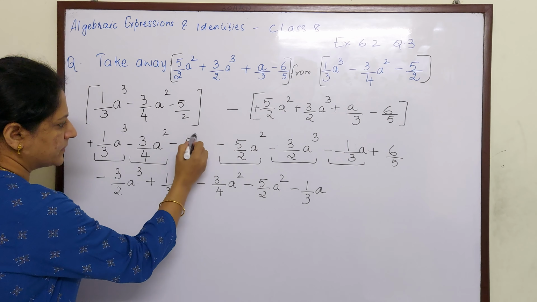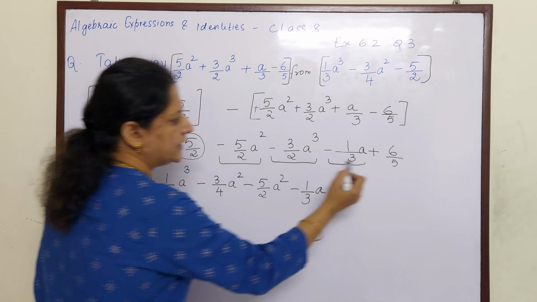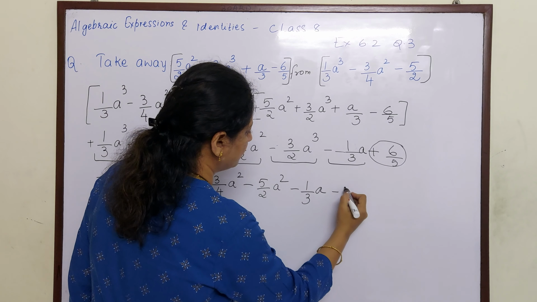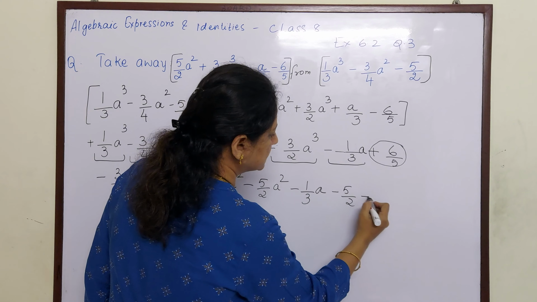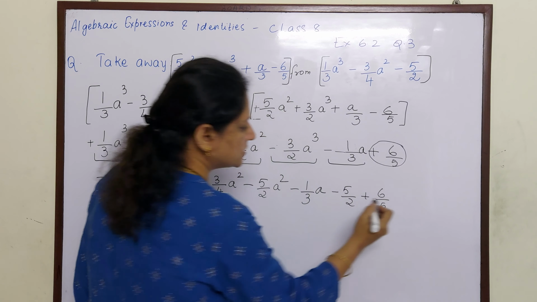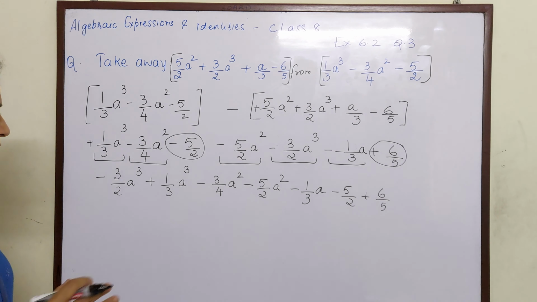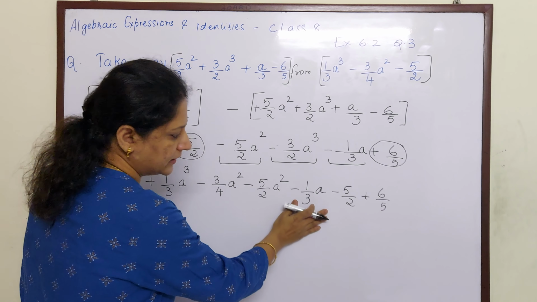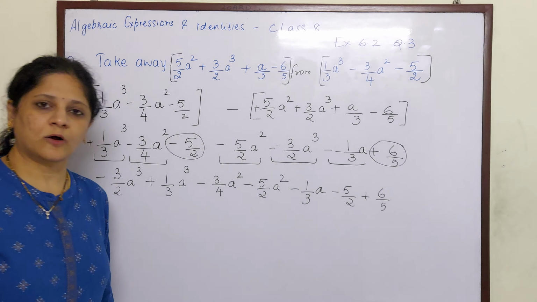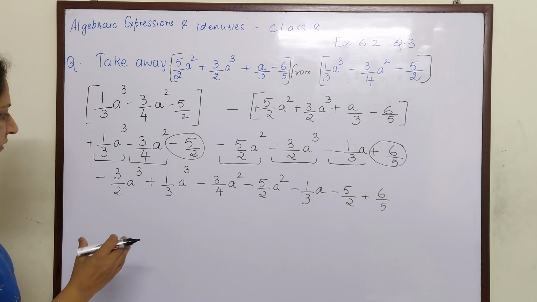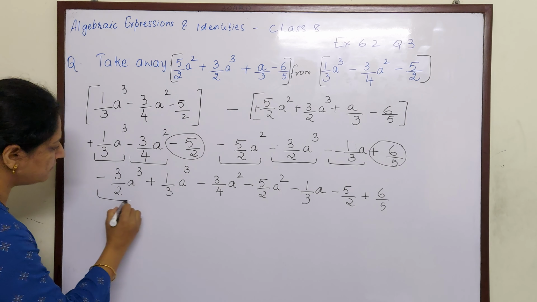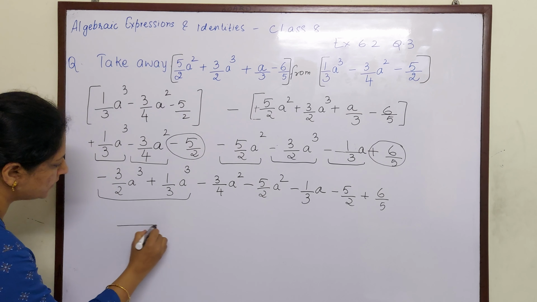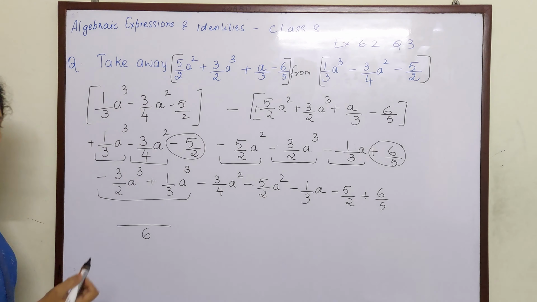And the last is the constant. Only numbers, no variables. That is minus 5 by 2 and plus 6 by 5. So children, we have brought all the like terms together: a cube, a square, a and the constant alone. Now if I have to solve this, I have to take the LCM. So what is the LCM of 2 and 3? 6, because they are prime numbers.